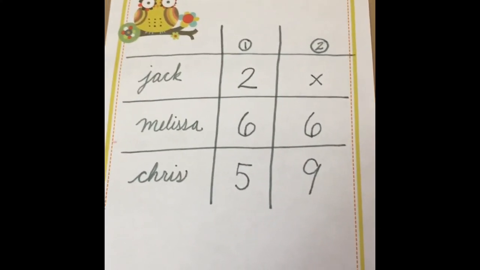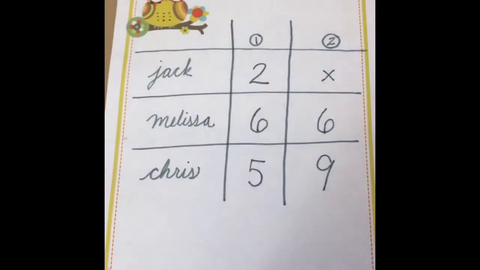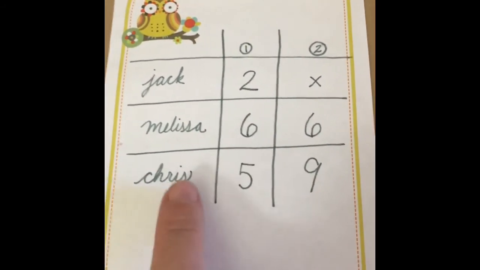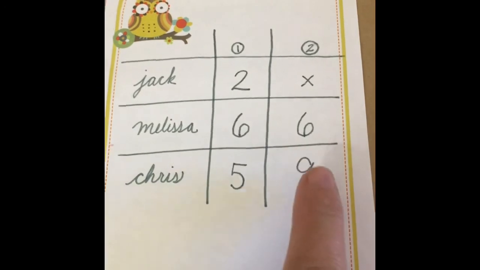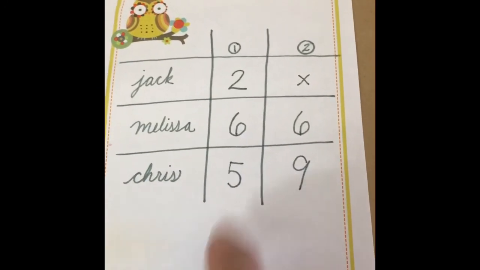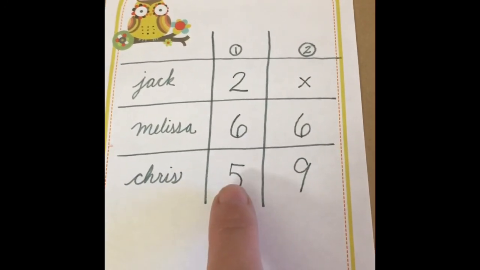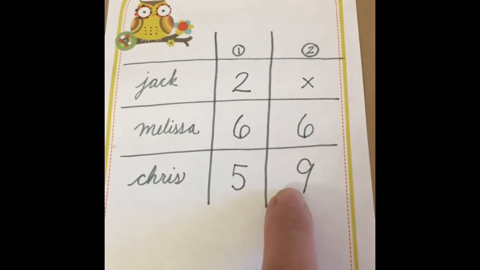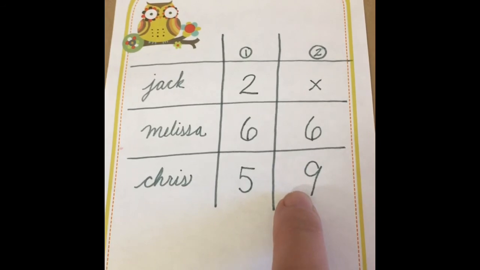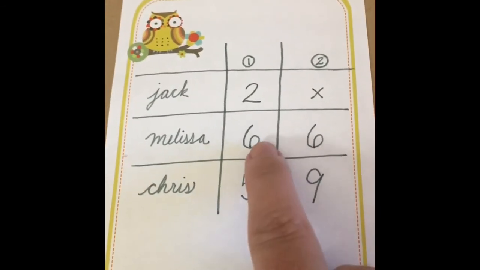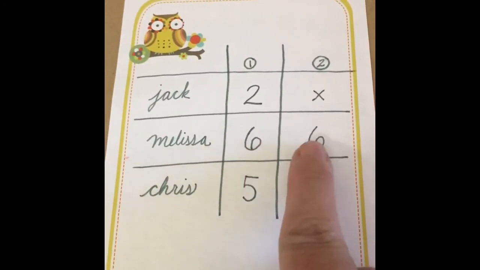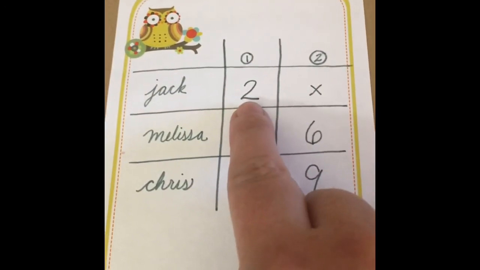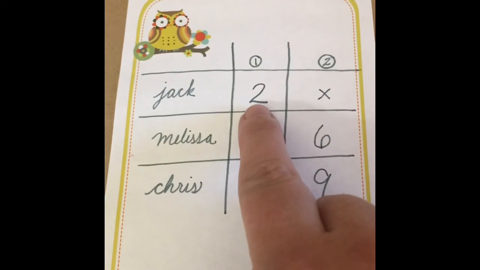Now it's time to compare the data. When I see who has the highest jumps, I see that Chris overall has the highest jumps. Even though he was a little bit less high on his first jump, his last jump was super high. It went off the chart. Miss Melissa is a pretty consistent jumper. This is about as good as she can do, is a 6. And Jack did a great jump at 2 units high.